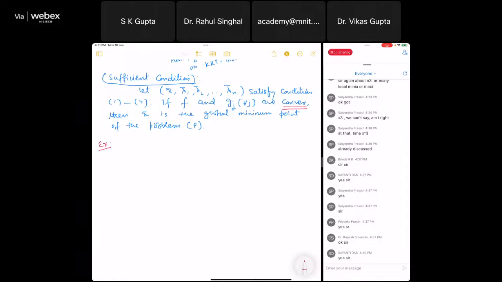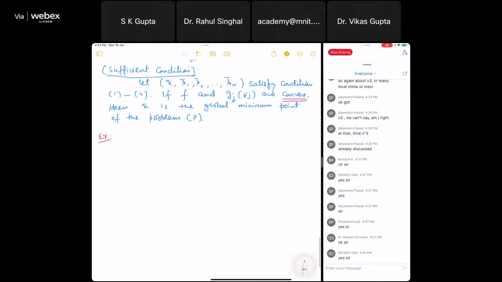Okay. So suppose you want to minimize f equal to 2x1 square plus 2x2 square. I am taking a simple example to make you understand what this means, right? Subject to, suppose x2 less than equal to 8 and x1 plus x2 less than equal to 10.